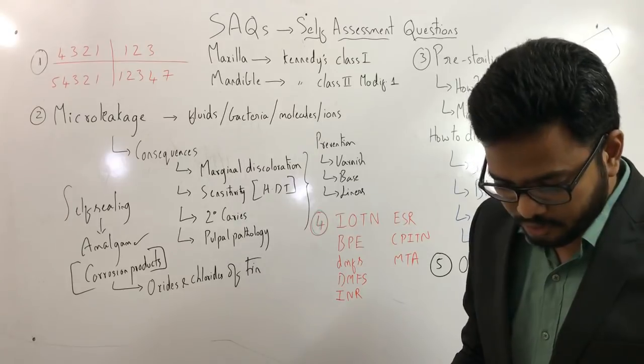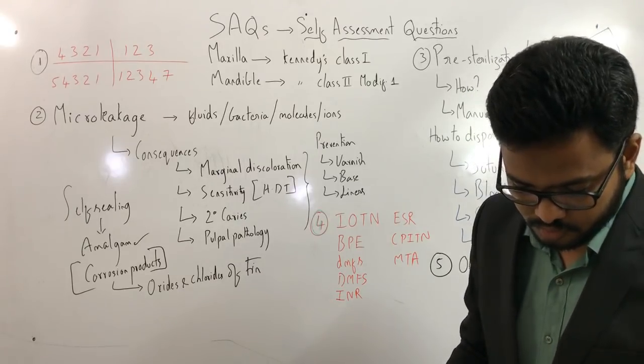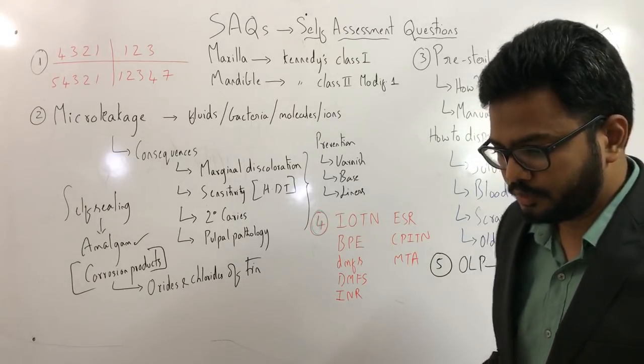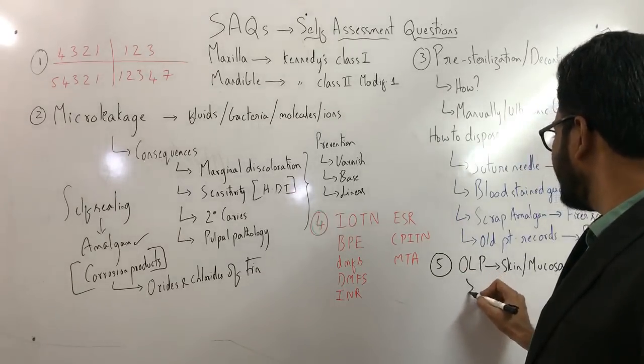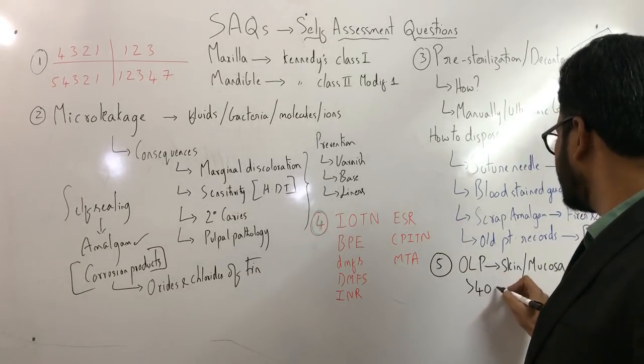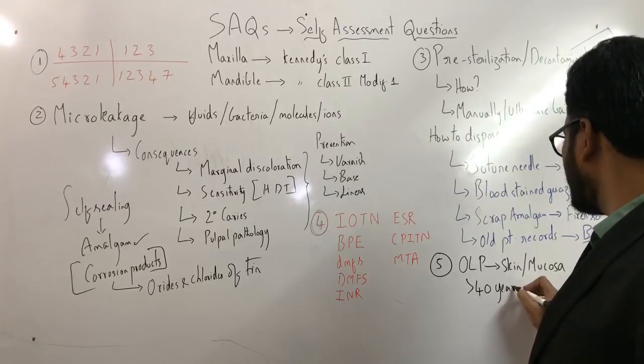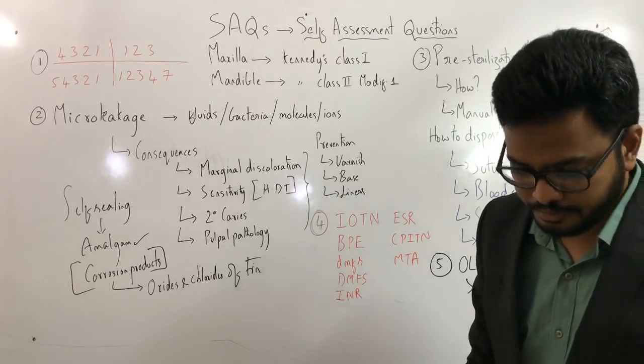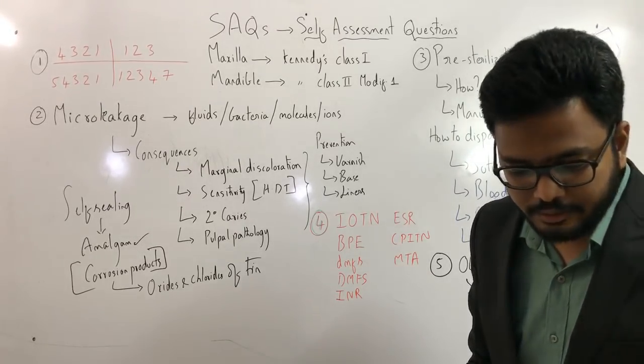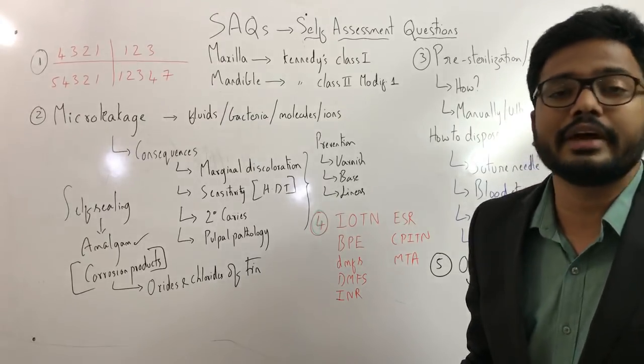Yes, it's middle age group. True. Over 40 years, fourth decade. That's very true. Good. Now, what are the different clinical appearances of lichen planus?